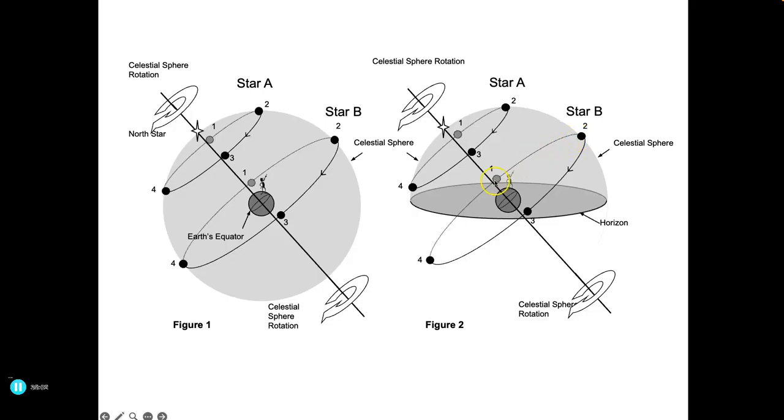Star B here is right on the celestial equator, which means it rises in the east, goes all the way across the sky, sets in the west, and then it goes down below the horizon for the other half of the day, and then it rises in the east the next day. All right? This is why we need both maps. A map for all the stars and a map for the ones above your horizon at any given time.